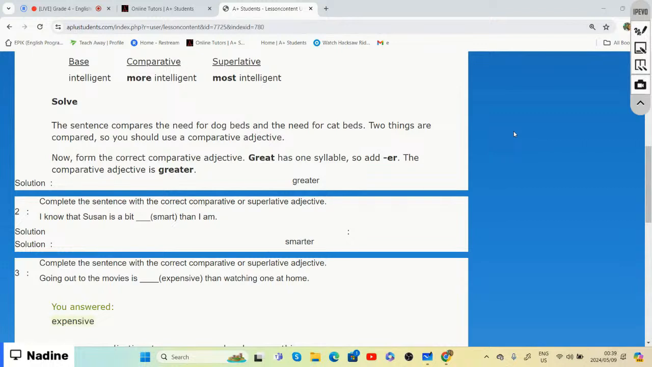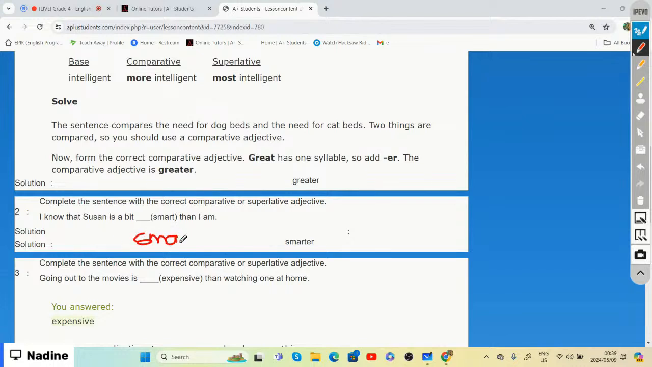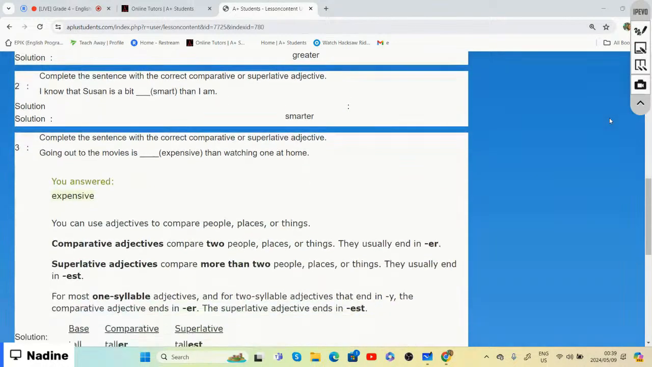All right, and if we select the correct adjective, then we can say that Susan is a bit smarter than I am, and this is a comparative adjective. All right, let's do the last one before we go to our test.